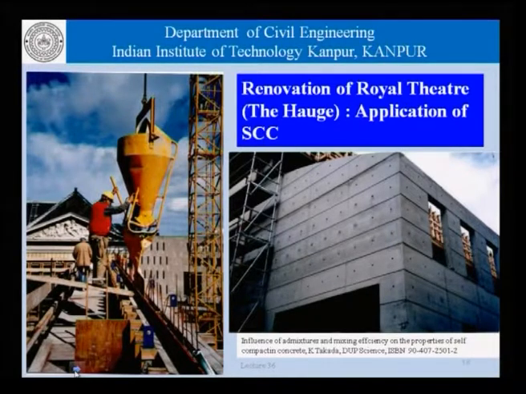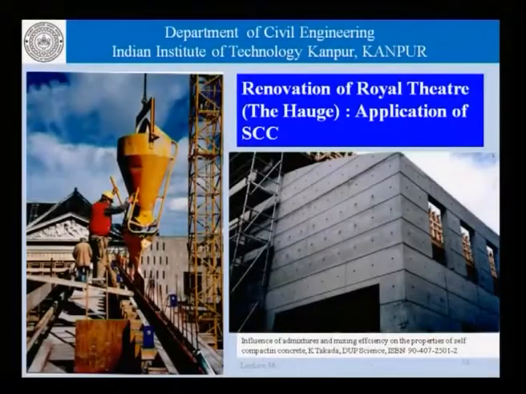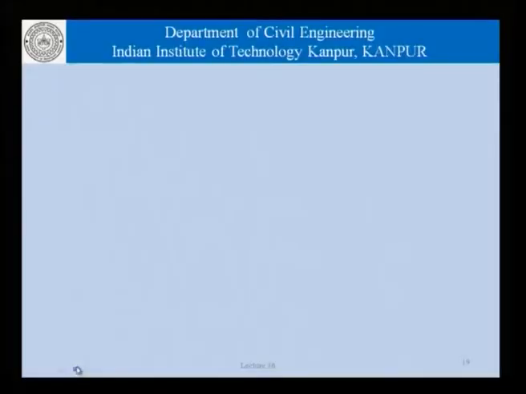This here is another example of application of self-compacting concrete in the renovation of the Royal Theatre at Hague in the Netherlands. I must say that the Netherlands was one of the countries which in the late 90s was at the forefront of the development of self-compacting concretes and its application in different projects. So, at the end of it, use of self-compacting concrete simply means pouring the concrete in the literal sense of the word, and it makes the construction easier and faster.